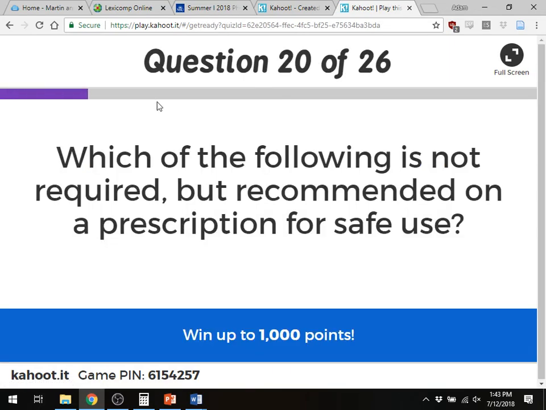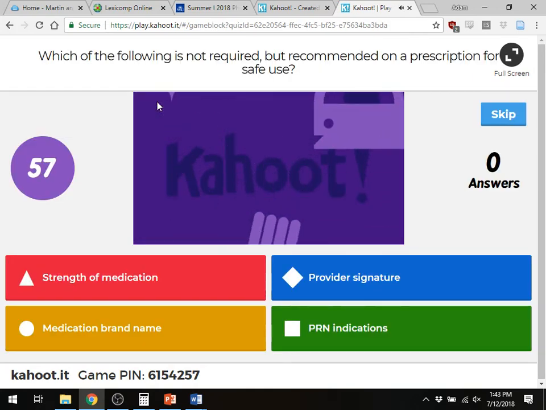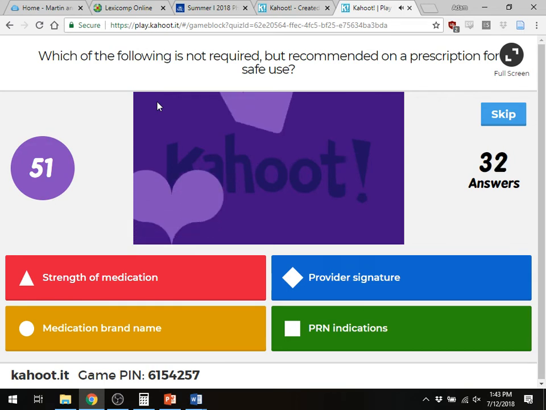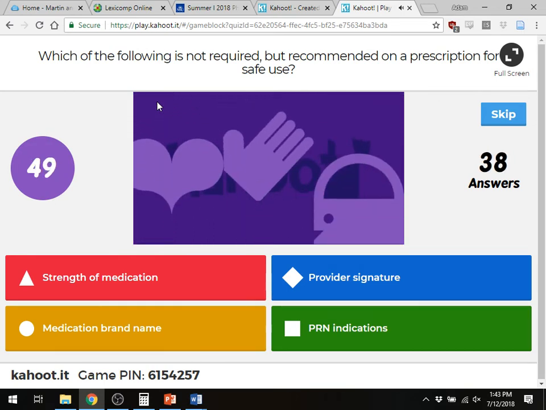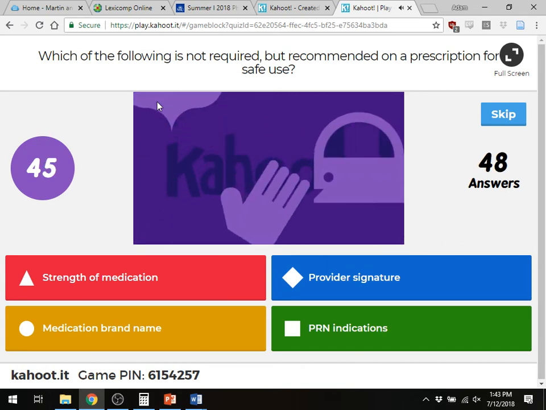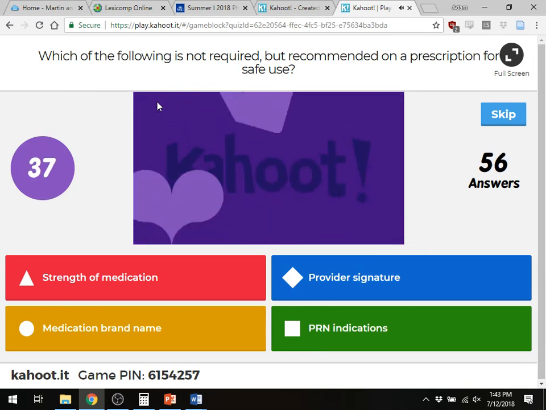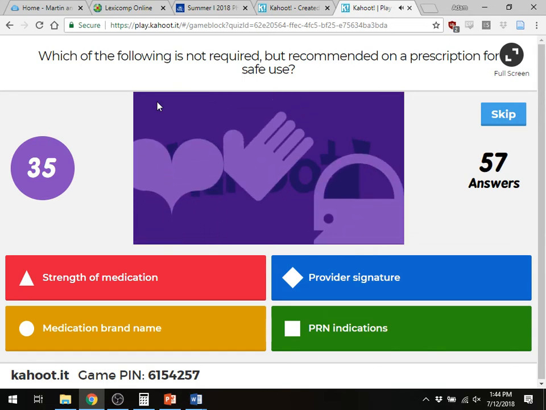Okay. Which of the following is not required but recommended on a prescription for safe use? Would it be the strength of the medication, the provider signature, the medication brand name, or the PRN indications? So not required but definitely recommended for safe use. It's something I will count off on if you don't include on your prescription in future classes.